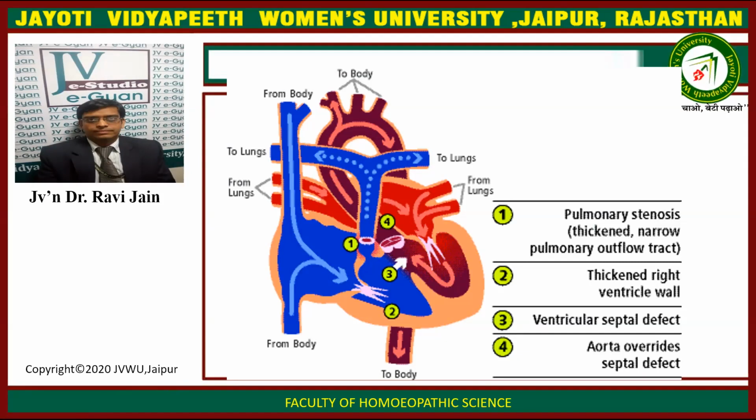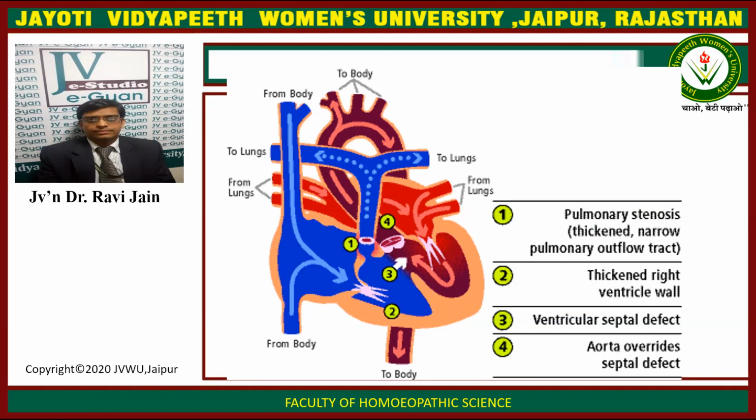This is the anatomy of the heart, and you can see the numbers 1, 2, 3, 4, and the labeling on the right side of what number 1 denotes, what 2 denotes, 3 denotes, and 4 denotes. So number 1 is basically pulmonary stenosis, that is thickened narrow pulmonary outflow tract. Second one is thickened right ventricular wall. Third one is the ventricular septal defect. And the fourth one is the aorta overrides septal defect.